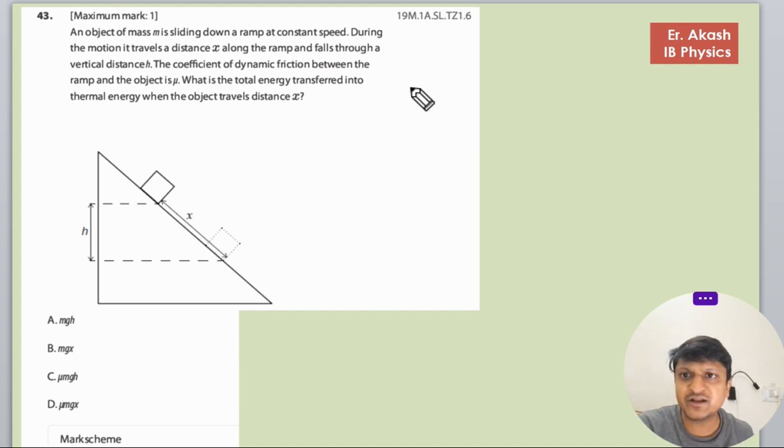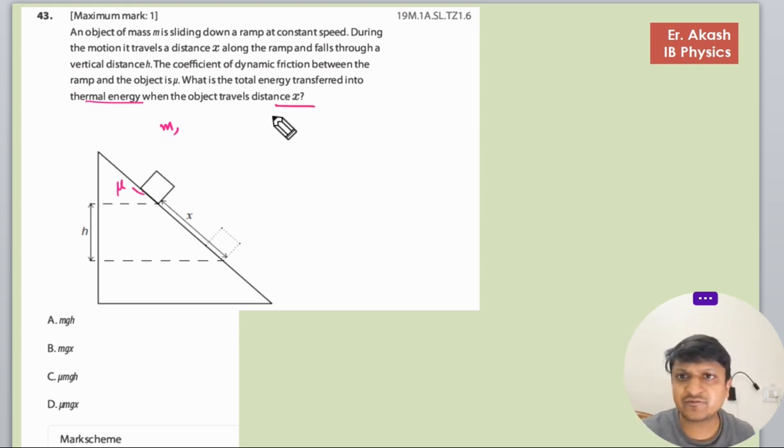There's another question. It says that an object of mass m is sliding down a ramp at a constant speed. During the motion, it travels a distance x along the ramp and falls a vertical distance h. The coefficient of dynamic friction between the ramp and the object is mu. So there is a friction mu, and the object has mass m. What is the total energy transferred into thermal energy when the object travels distance x?